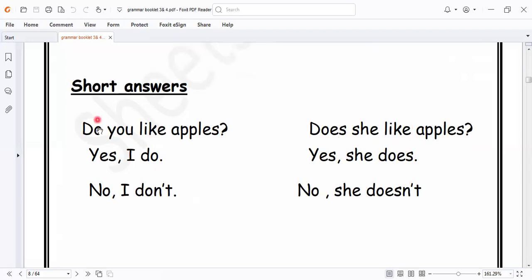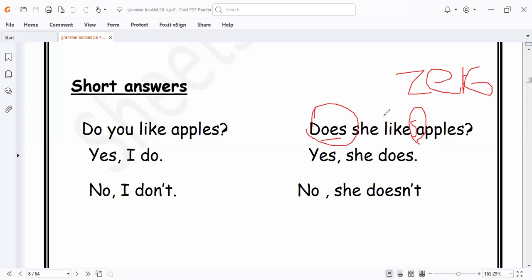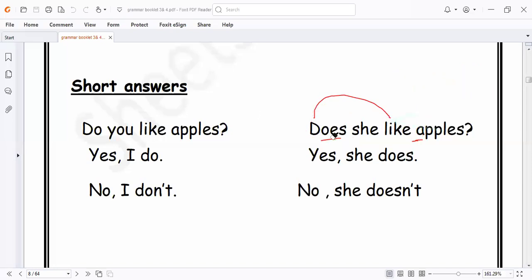I don't put s on "like," because if we have does here and add s here too, it becomes zero. Why zero, Miss Iman? Because, as we said before, does replaces the s. Does here is replacing the s. So we can't make this mistake, because some of you sometimes make this mistake.